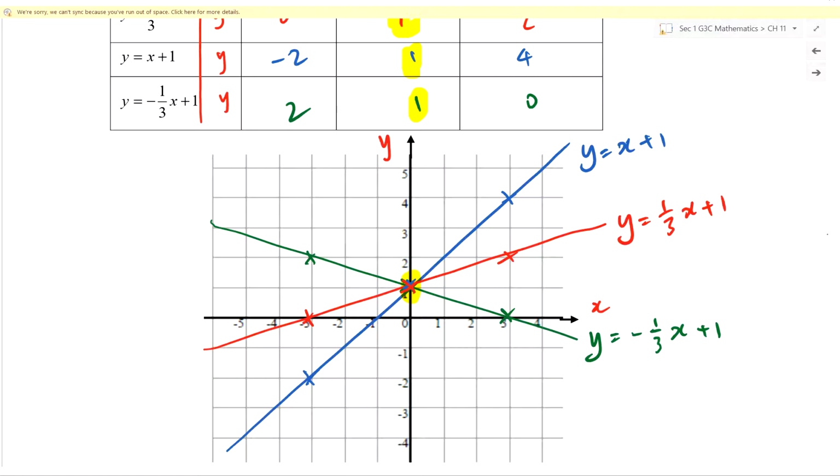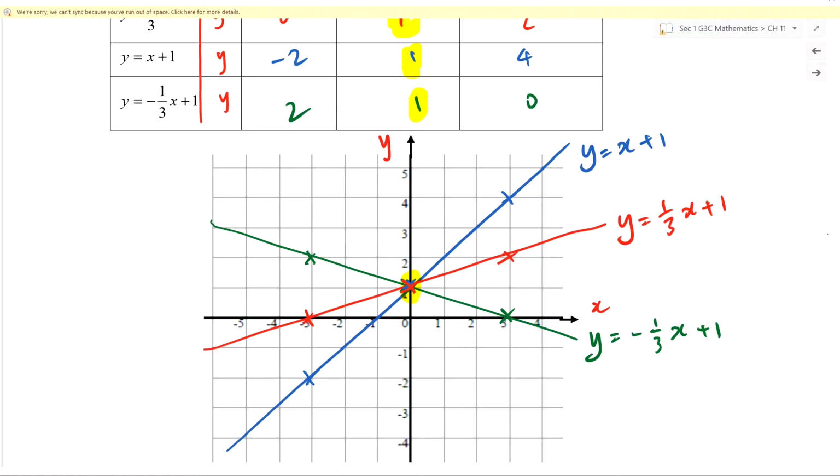Starting from the red graph, what is the number in front of the x? What is the coefficient of x? 1 over 3. Okay, remember this number 1 over 3. Next, the blue graph. What is the coefficient of x? 1. It's not 0. There is an invisible 1 over here. 1 and 1/3. Are they the same number? If they are not the same, then they are not parallel. Can you see that they are not parallel? The red and the blue graph, they cut each other, right? So they are not parallel.